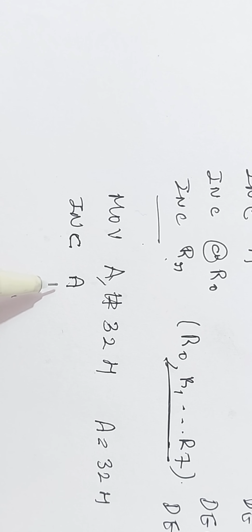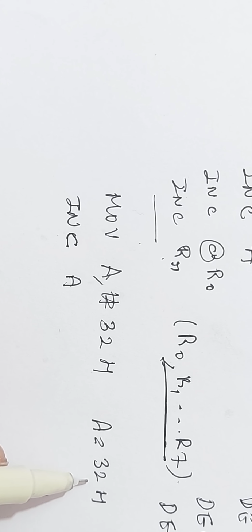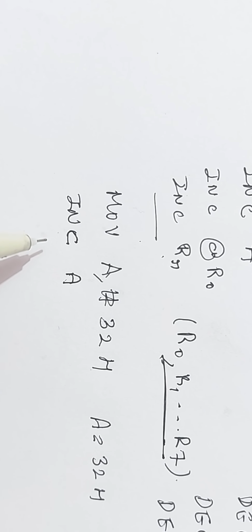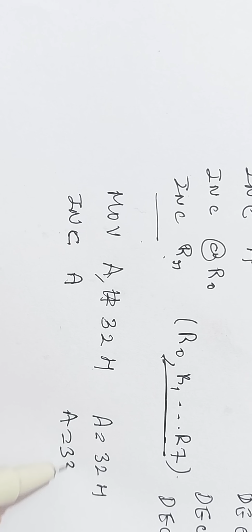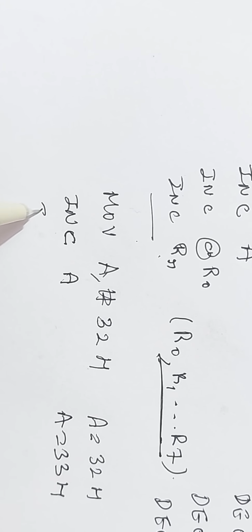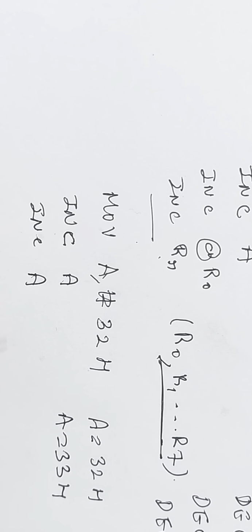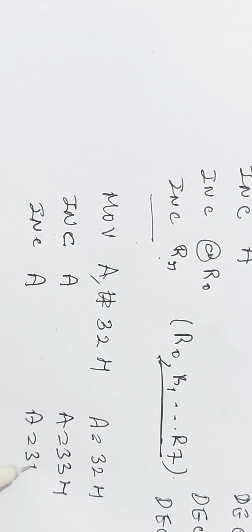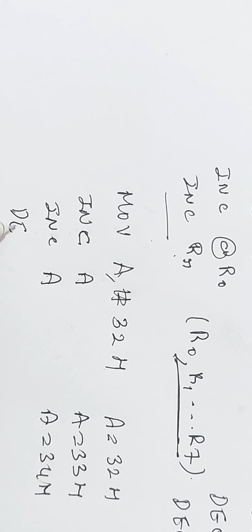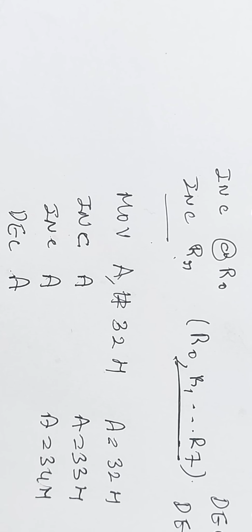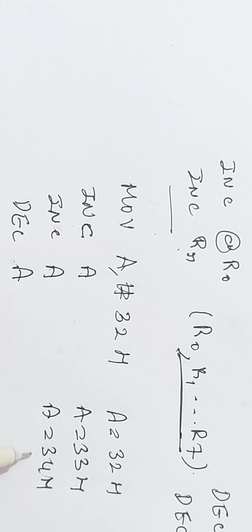Increment A means: what is the content of A now? A is 32H. Increment means it increases by 1. So the content of A, 32H, is incremented by 1. Now A contains 33H. Again increment A. Now A becomes 34H.